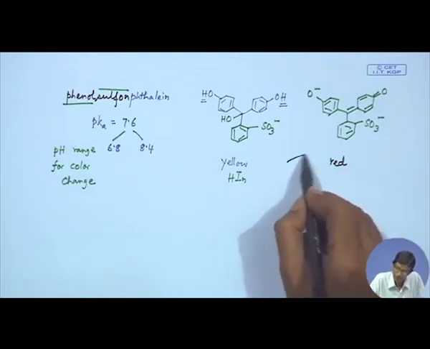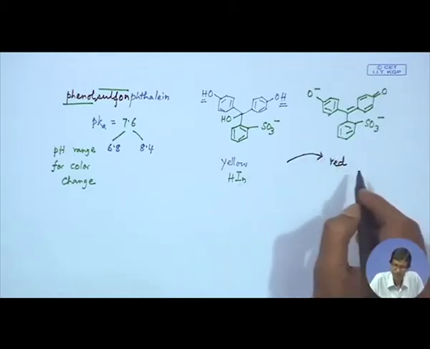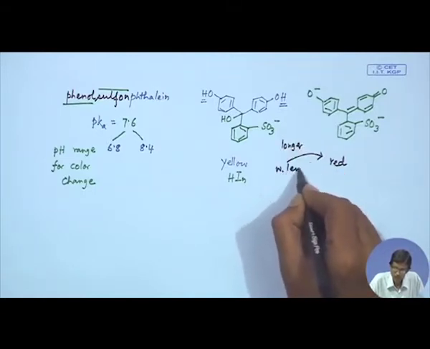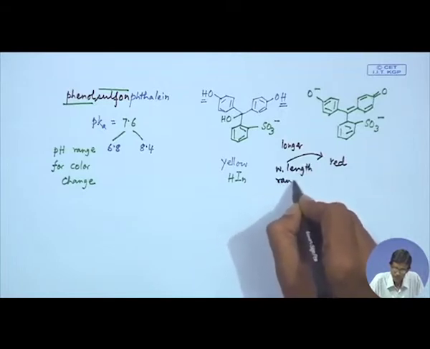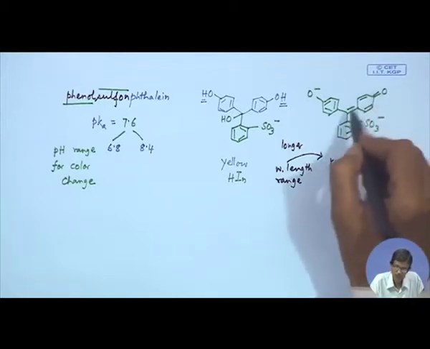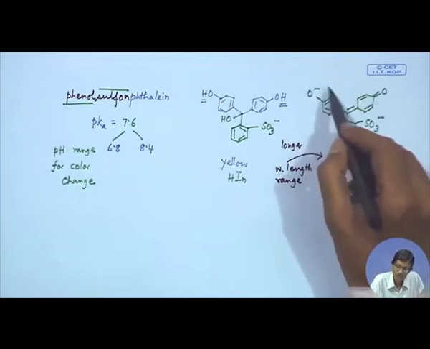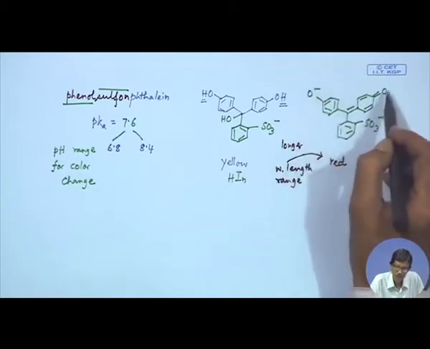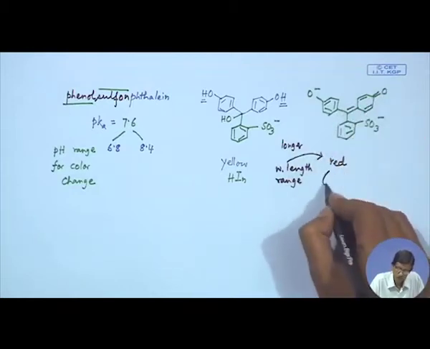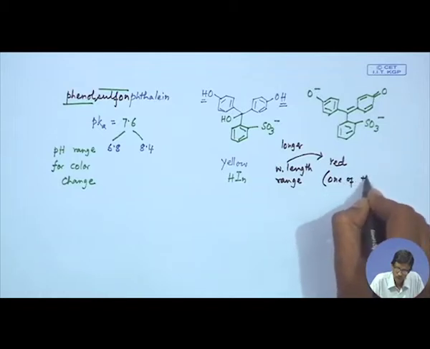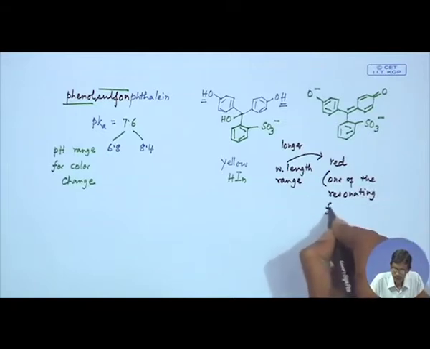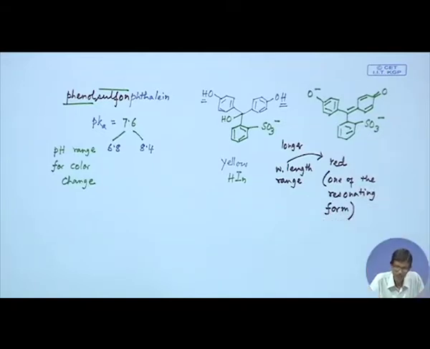Sometimes we say something is red shifted, meaning it goes to a longer wavelength range. Since it is going to a longer wavelength and is in the red, this can be one of the quinonoid forms. Another resonating form can also be a quinonoid form, so the delocalization is more between these two rings. So this red is one of the resonating forms.